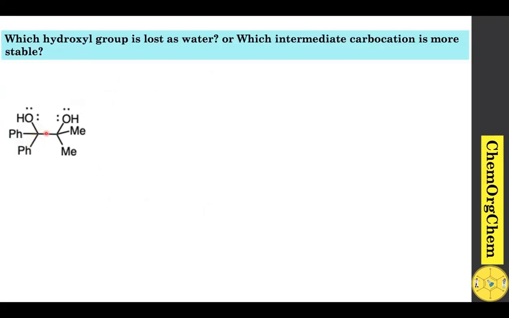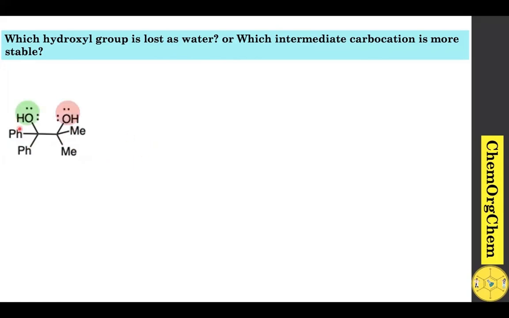Now you take this example. Here you see this one is a completely unsymmetrical vicinal diol. This carbon has 2 phenyl groups, and at the same time this carbon has 2 methyl groups. In this situation, definitely in your mind you will get this type of question: which hydroxyl group is lost as water, or which intermediate carbocation is more stable? So we will see one by one.